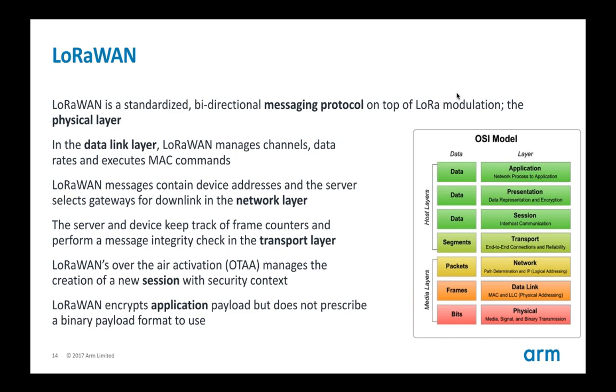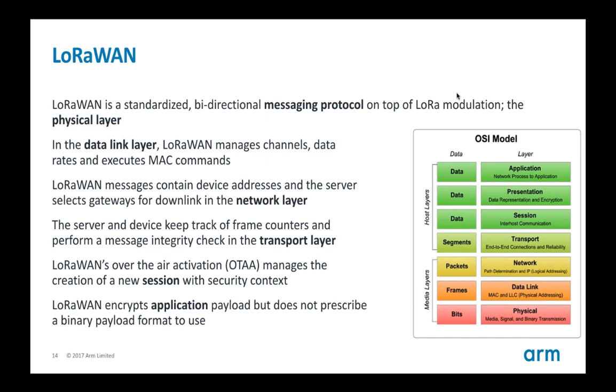So when we look at LoRaWAN and compare the protocol to other protocols that are familiar to us, for example, we can look at the OSI model that is typically used to model protocols on the Internet protocol. We can see that LoRa is really in the physical layer, so it's at the bottom of the model. In the data link layer we have channel management, data rate management, and MAC commands.